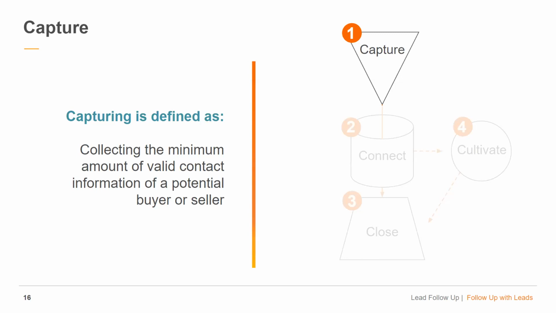Now, at its simplest, capturing is collecting the minimum amount of valid contact information for that potential buyer or seller, right? Now, this should include their names and a way to get a hold of them, obviously, such as their email and their phone number. And most likely this will occur when you are lead generating. So let me ask a few of you, let's hear some ways of capturing leads. What are some ways that some of you are capturing your leads right now? No one? No one's capturing any leads?